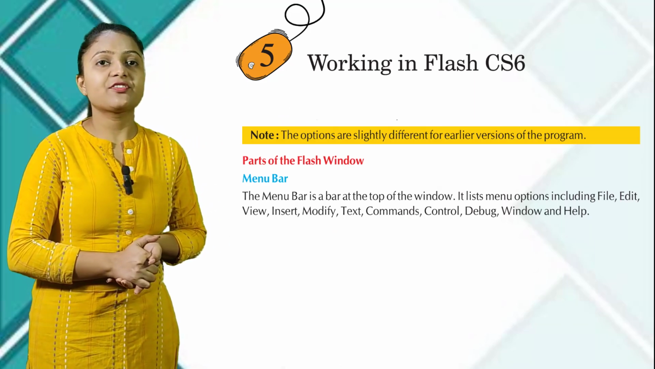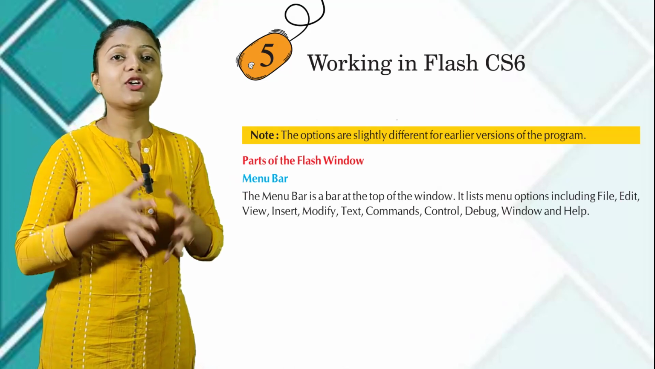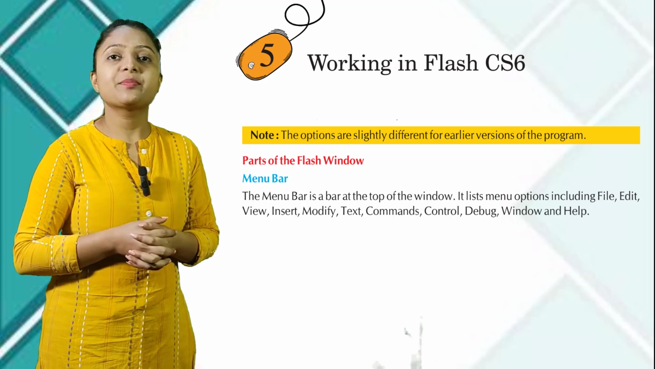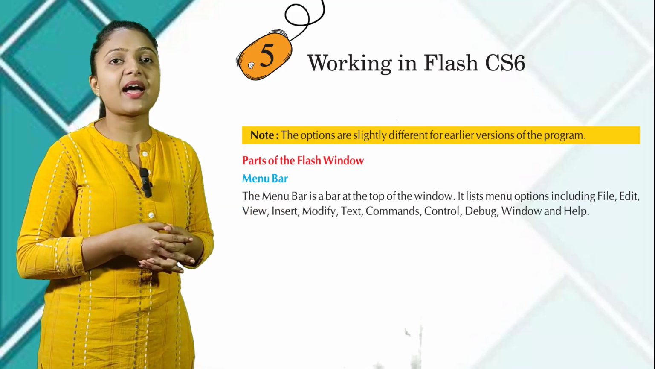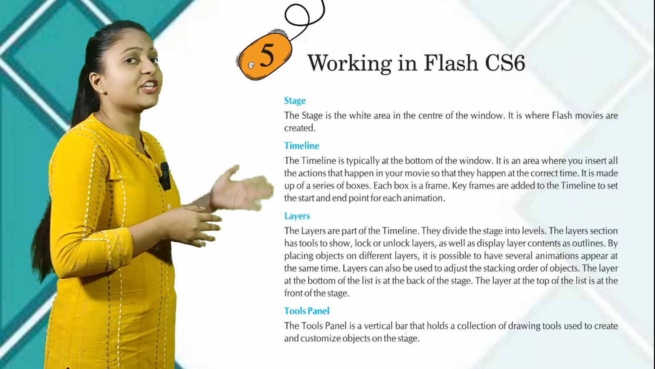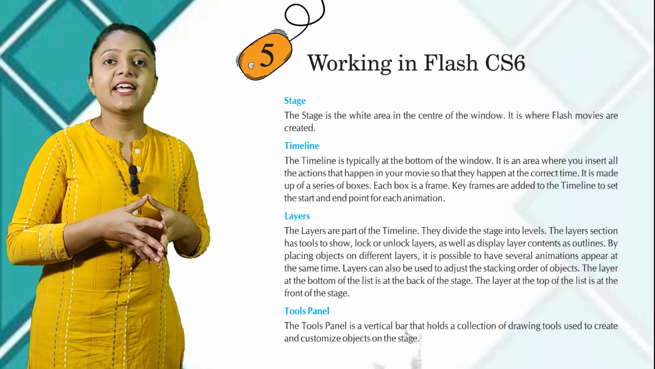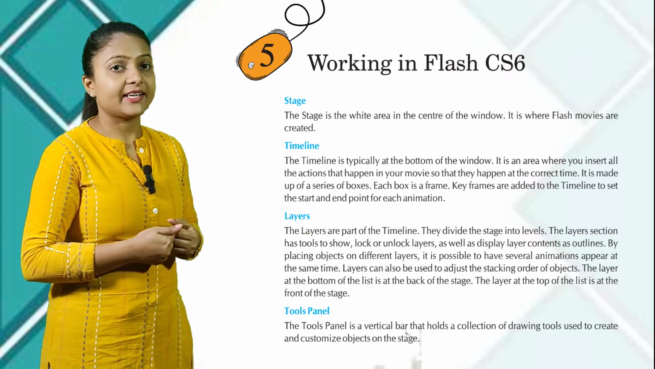Parts of the Flash window. Menu bar. The menu bar is a bar at the top of the window. It lists menu options including File, Edit, View, Insert, Modify, Text, Command, Control, Debug, Window and Help. Stage. The stage is the white area in the center of the window. It is where Flash movies are created.